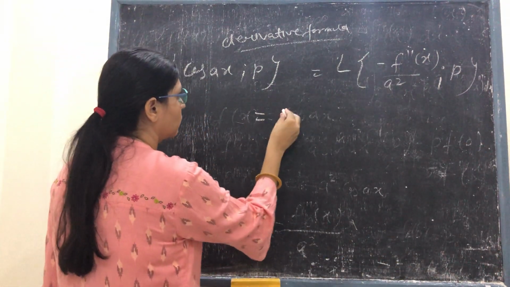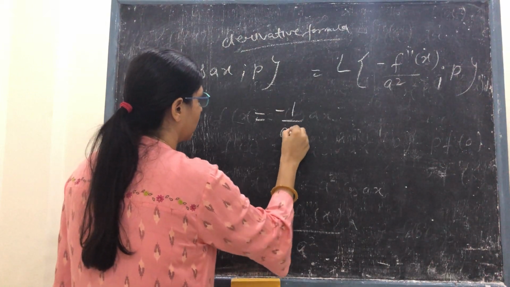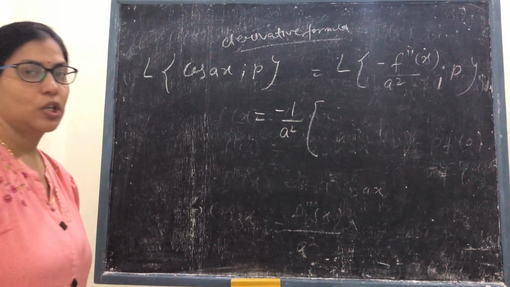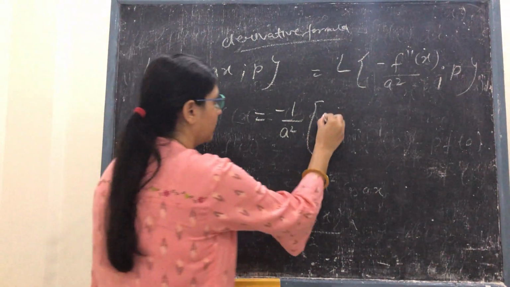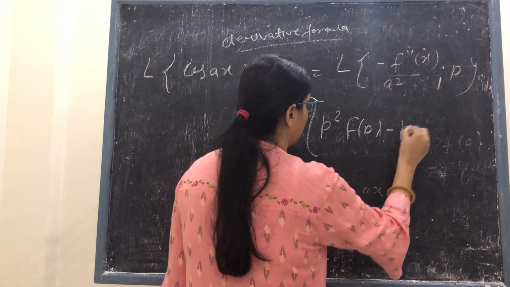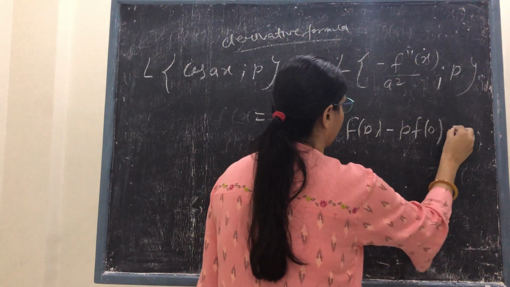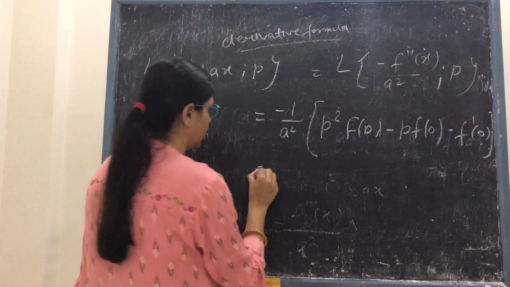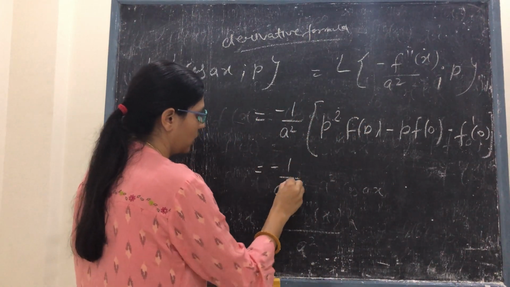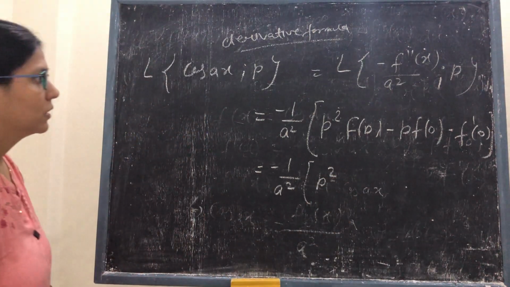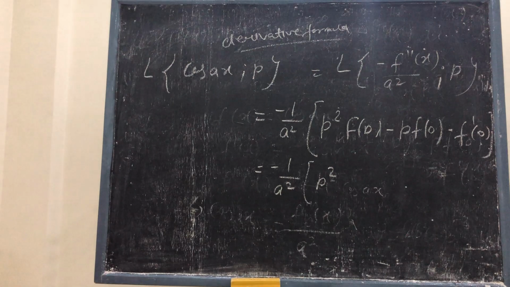We know that Laplace transformation is linear, so minus 1 over a square we make s. Now what is the Laplace transformation of the double derivative of the function? We write this as p square f of p minus p f of 0 minus f dash 0. Now which is minus 1 upon a square p square f of p. What is our function?